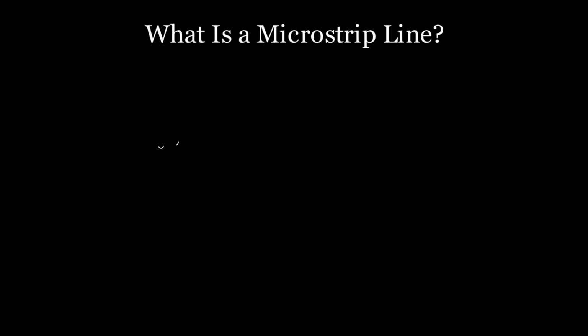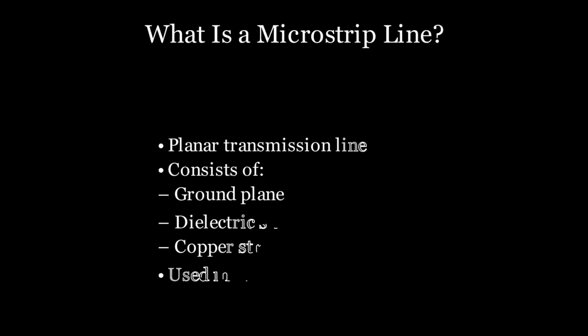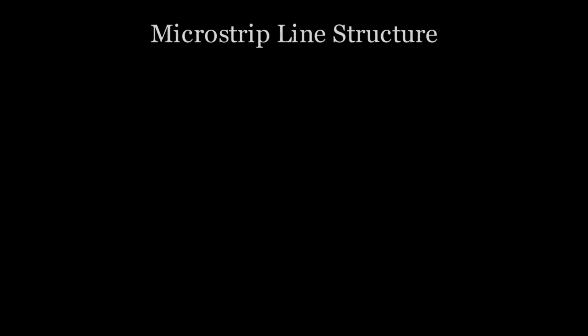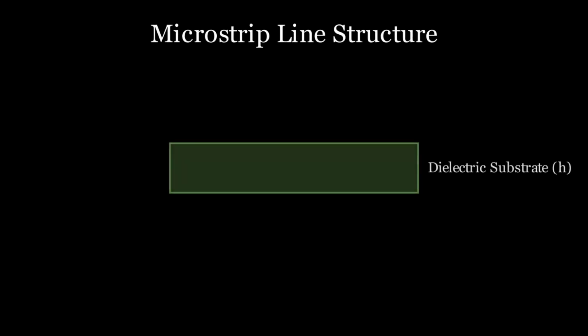A microstrip line is one of the most common transmission lines in RF and microwave circuits. It consists of three main layers: a ground plane at the bottom, a dielectric substrate in the middle, and a metal strip on the top. This structure guides electromagnetic waves, and it is widely used in antennas, filters, couplers, matching networks, and RF PCB design.